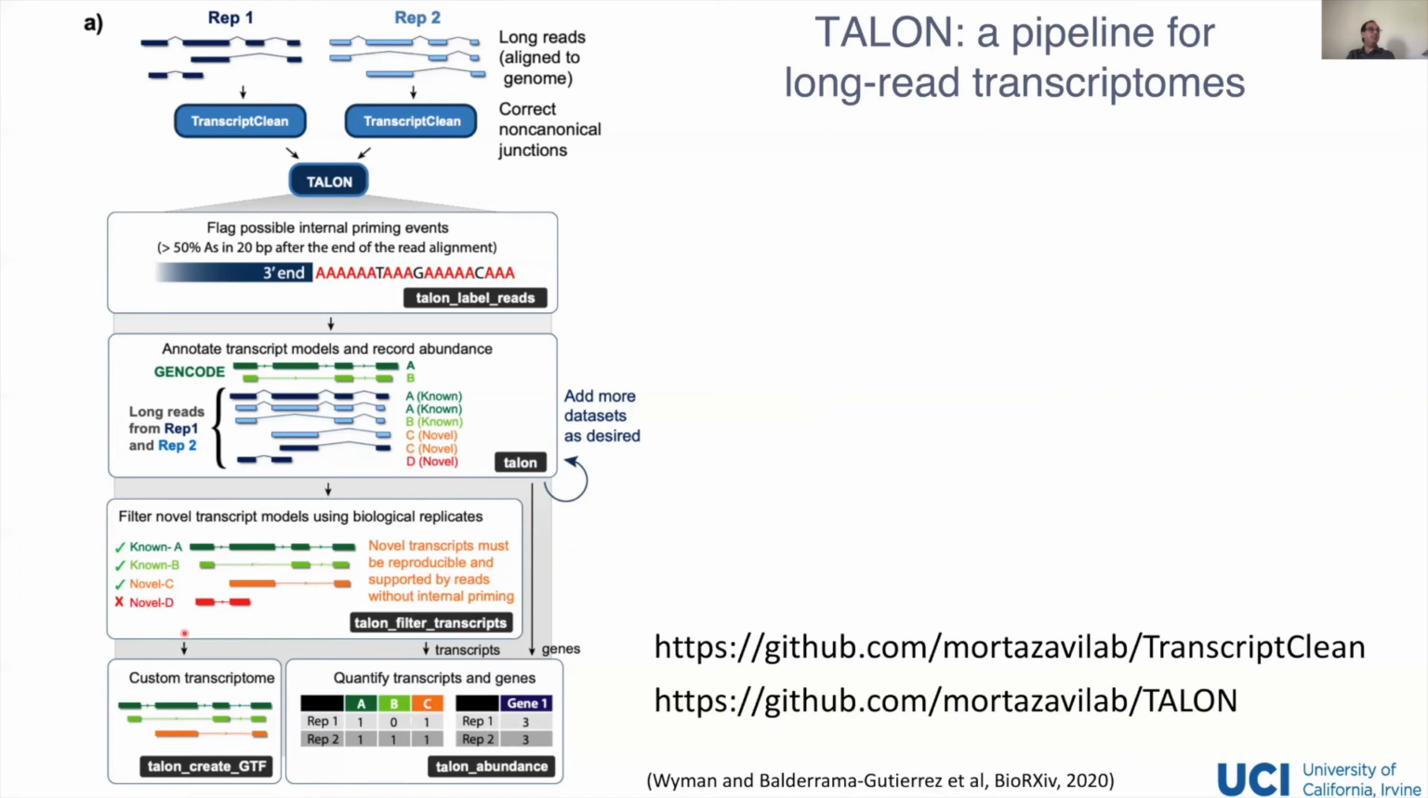And from there, we can generate 3 different datasets. We can generate a custom transcriptome that shows all of the isoforms that made it through the filtering, and then we can generate transcript quantification tables, as well as gene quantification tables. I want to point out that we use all of the reads that map onto a gene for gene quantification, whereas for isoform quantification, we only track the ones that we could specifically assign to them. Both TranscriptClean and TALON are available on the Mortazavi lab GitHub.